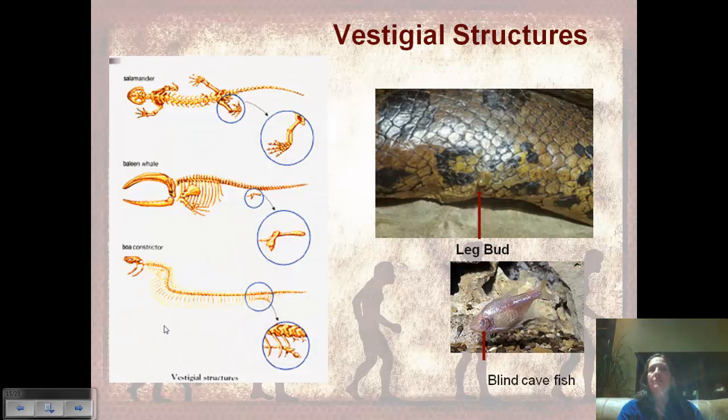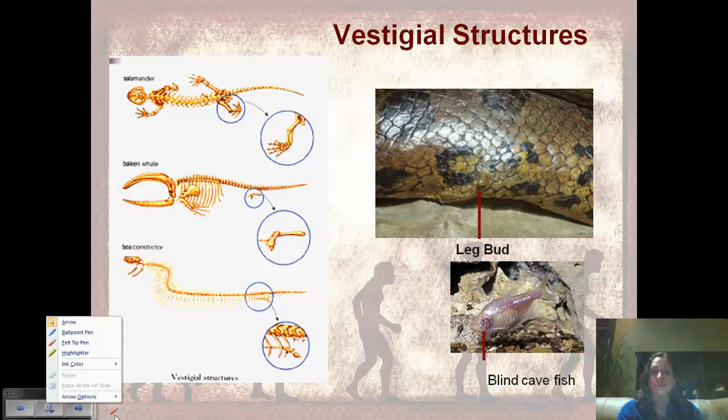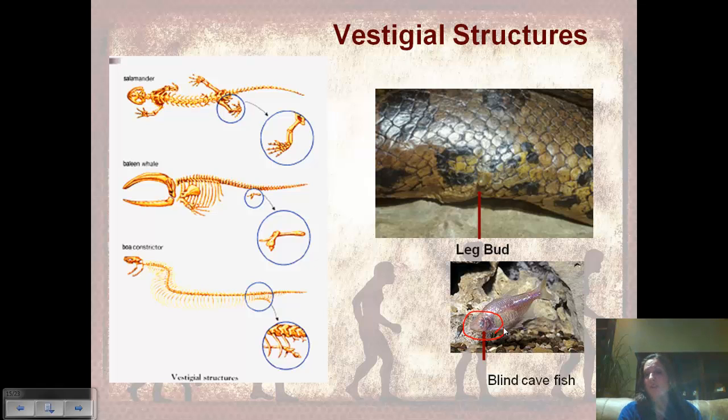Okay, another piece of evidence that we use is vestigial structures. So there are structures that organisms have but do not use. A good example of that is a blind cavefish. These are fish that live in complete darkness, and they do not have sight. However, they have eyes, which indicates that they probably descended from an organism that had sight and had functional eyes. That would be a vestigial structure because they have the eye, but it's not functional.